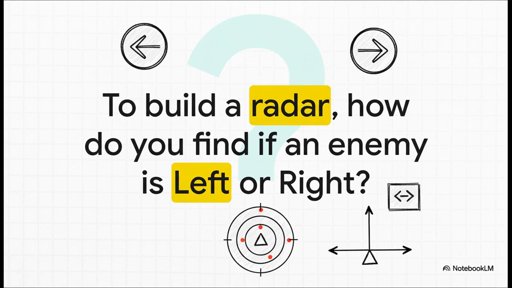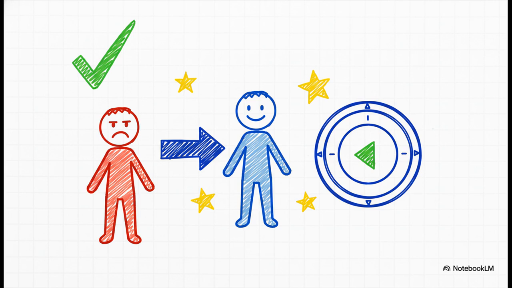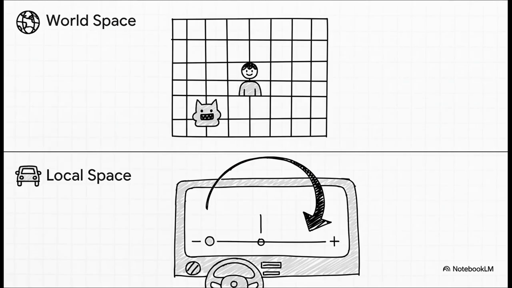Question 2. Time to build that radar system. You've got an enemy's world position, and you need to figure out if they're on the player's left or right side. Which one of these tools is specifically designed for that job? That's right, the answer is B, InverseTransformPoint. This is that perfect GPS to dashboard conversion we talked about.